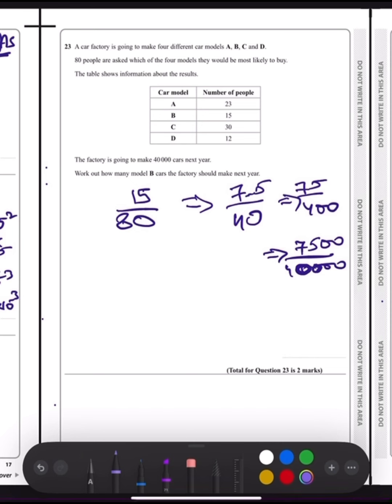In which way we basically got how many cars model B should make. So the answer is 7,500 cars that they should make for the next year, because they will be making 40,000 cars next year. So in that way, model B should make around 7,500 cars for the people to choose from, because there are 80 right now, so there will probably be more people likely to buy next year.